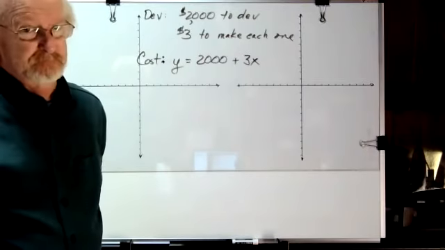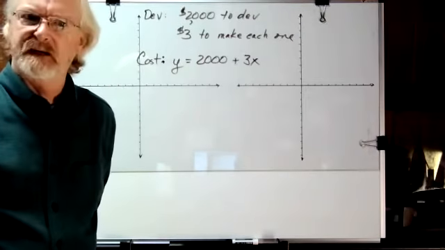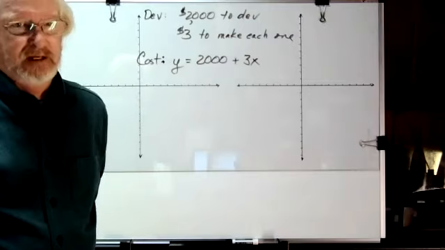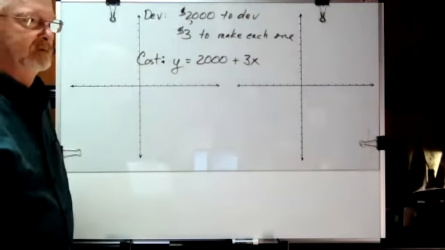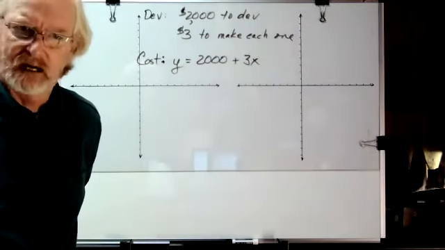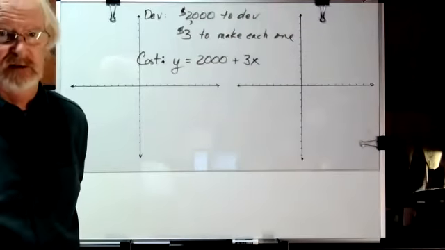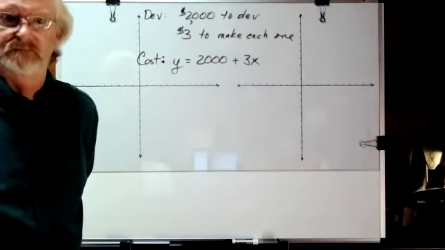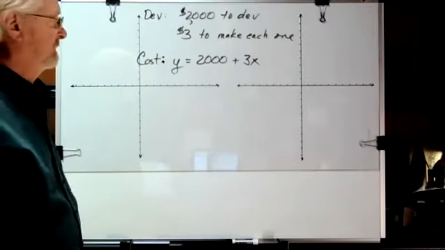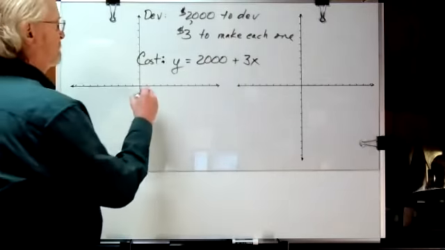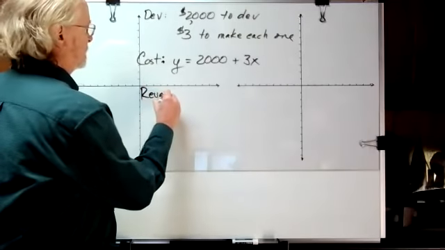You're building a system. What's the second condition? Well, how many do they have to sell? That's what it's going to come down to. How many would they have to sell, depending on what they charge, in order to get their money back or start making a profit? So the second equation would be a revenue.